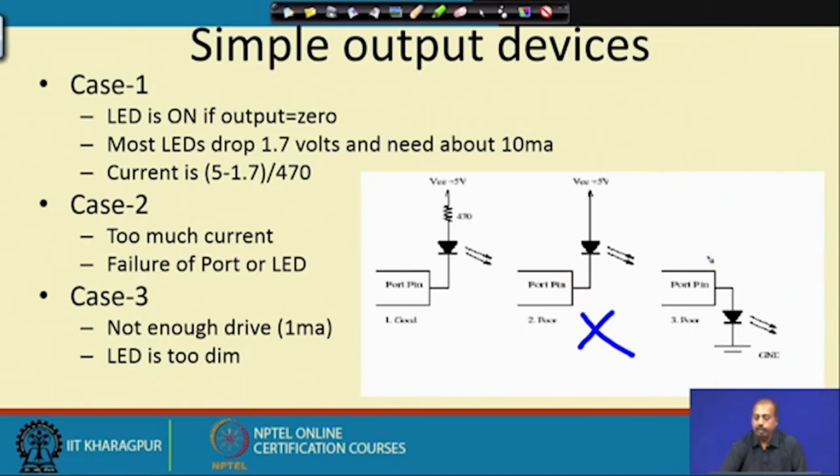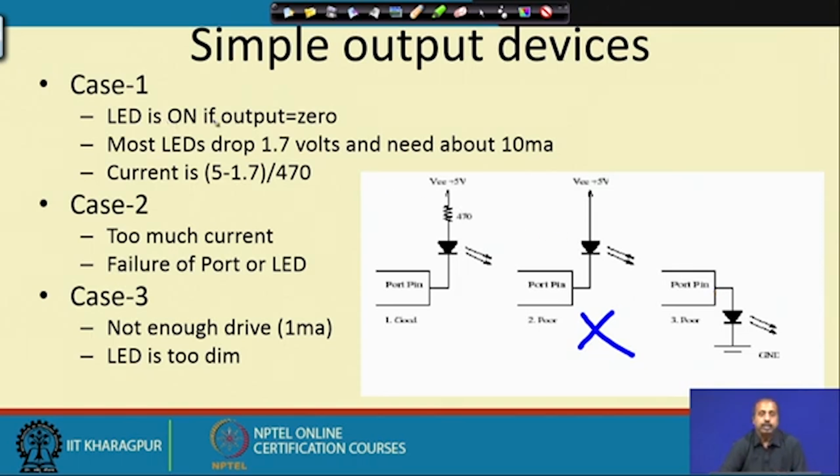In the third connection, the port pin gives a value of 1, and that makes this LED on. This connection may be fine, but port pins normally drive very low current, so they do not have high current. The LED may not be glowing very brightly. So, we have got 3 different cases.